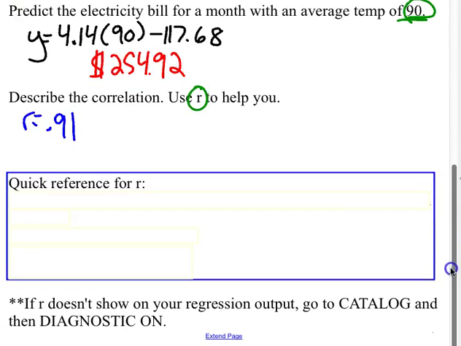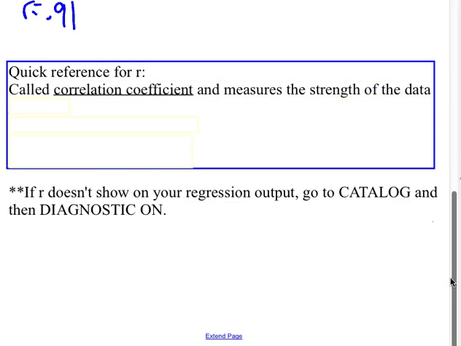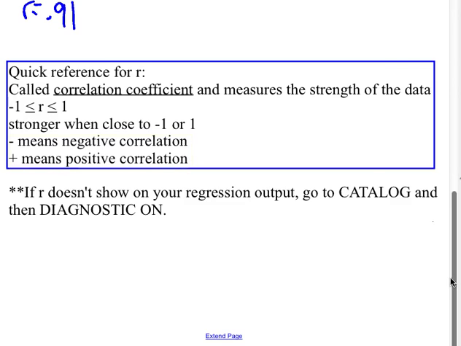Now let's have a quick conversation about that R value and what it's telling us. R is called the correlation coefficient, and it measures the strength of the data. R is always between -1 and +1. It's stronger as it gets closer to -1 or 1. When it's near 0, that indicates no relationship, and it strengthens as it gets closer to 1 or -1. If it's negative, it means there's a negative correlation. If it's positive, it means there is a positive correlation.